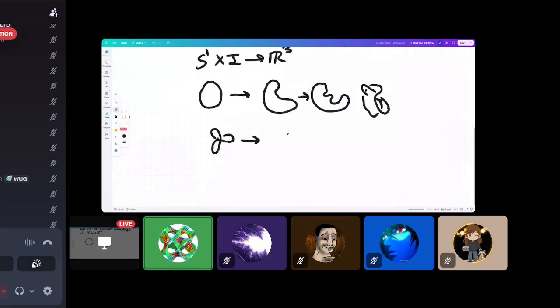We go to this map, and then it goes through here. Then we do another one, and it goes through here.